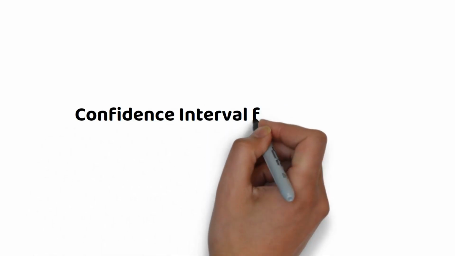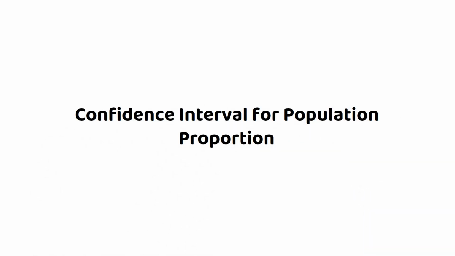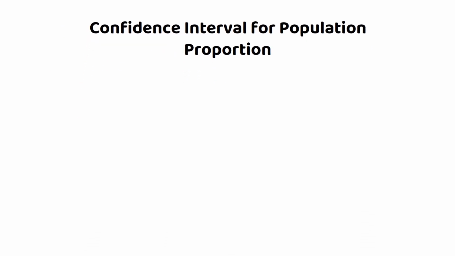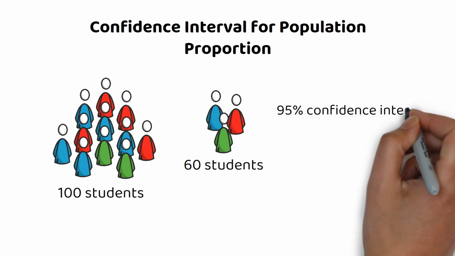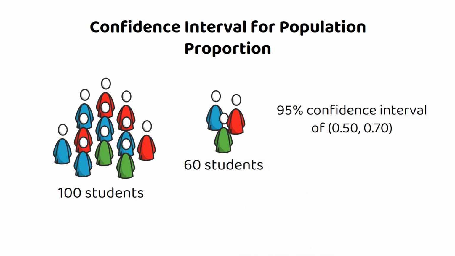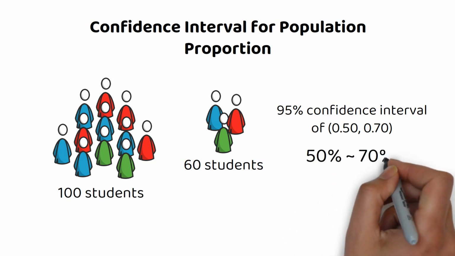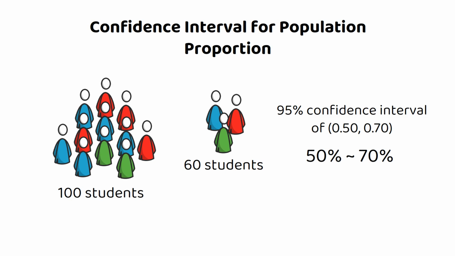Confidence interval for population proportions. For proportions, our confidence intervals wrap around our point estimate in a similar way to means. It provides a range within which the true population proportion likely falls. Example: if 60 out of 100 students sampled prefer online classes, and we construct a 95% confidence interval of 0.50 to 0.70, we're confident that between 50% and 70% of all students prefer online classes.